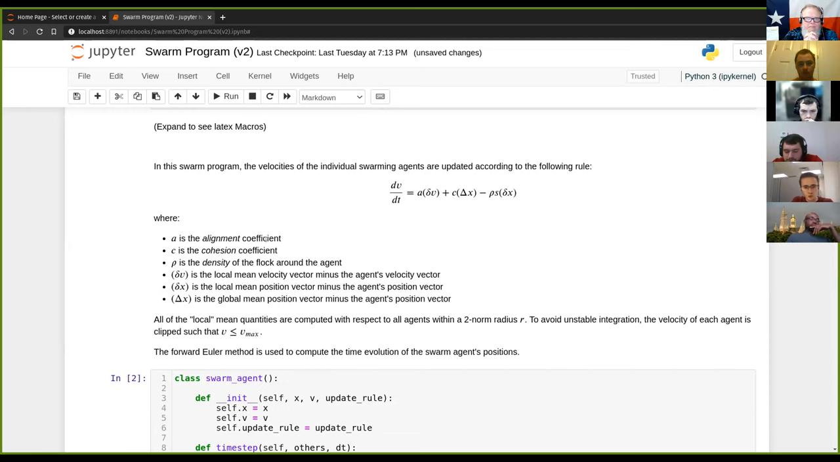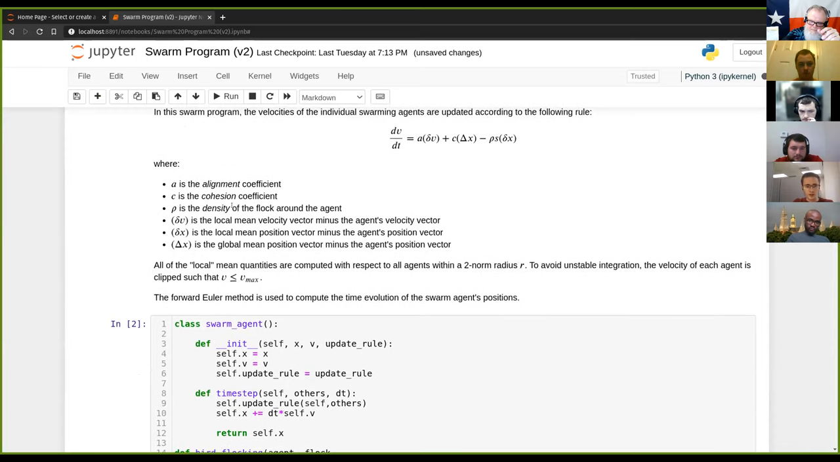There are three primary variables to control. A is an alignment coefficient. The higher that coefficient is, the more likely an individual agent is to align its velocity with some other agent that is within a particular radius of it. C is a cohesion coefficient. The higher that is, the more likely the swarm is to pack together.